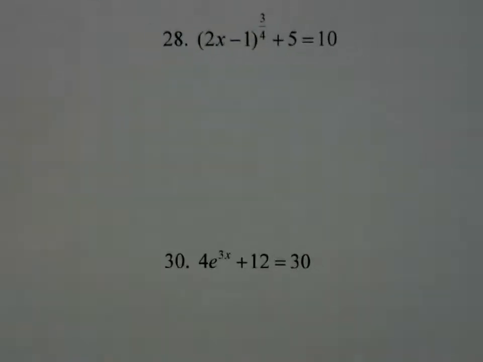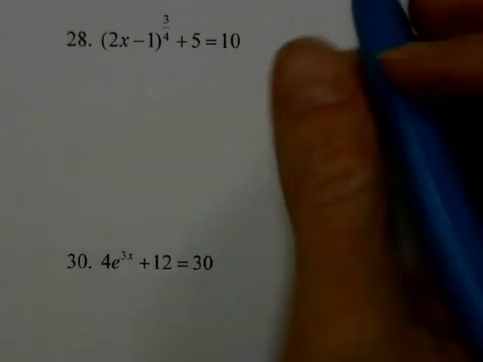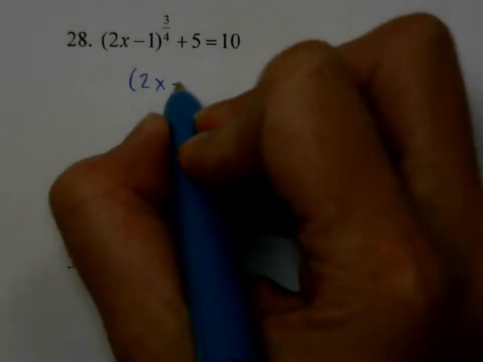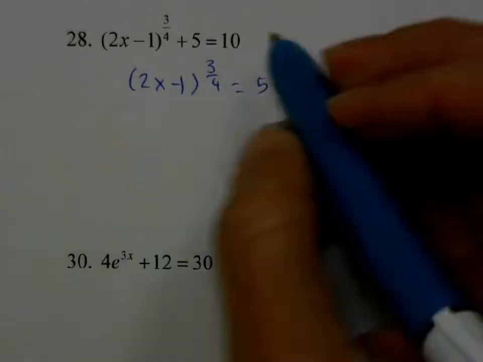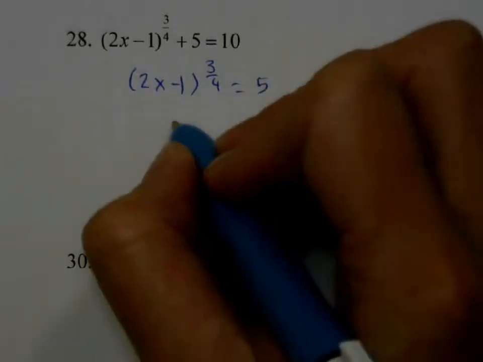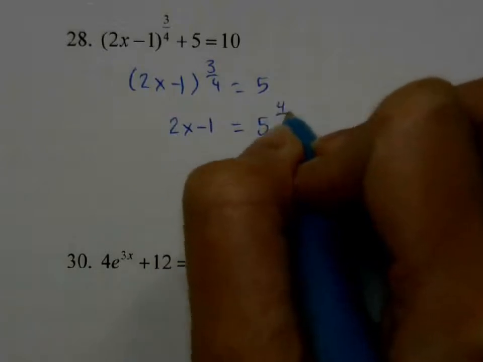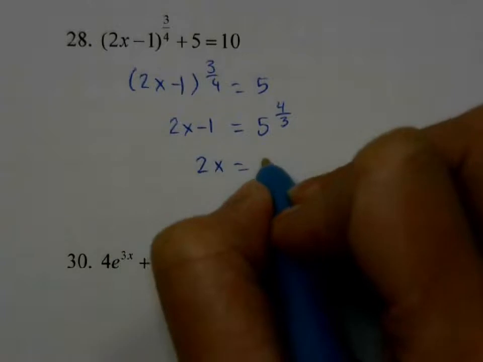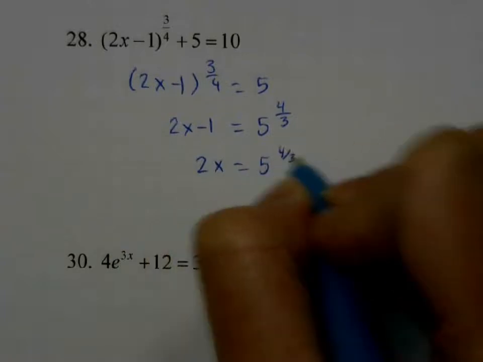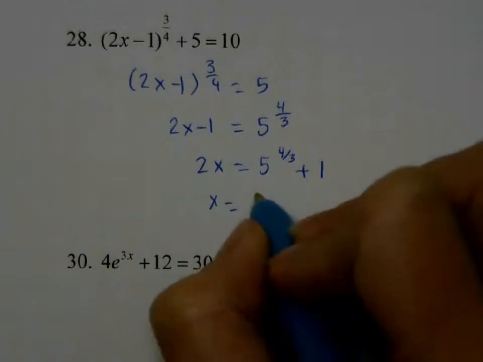Okay, the next one is similar. We're going to solve for x and then plug it in the calculator. So subtract 5. Then raise it to the reciprocal power. So 2x minus 1 is going to equal 5 to the 4/3. So 2x equals 5 to the 4/3 plus 1. And then we'll divide all that by 2.